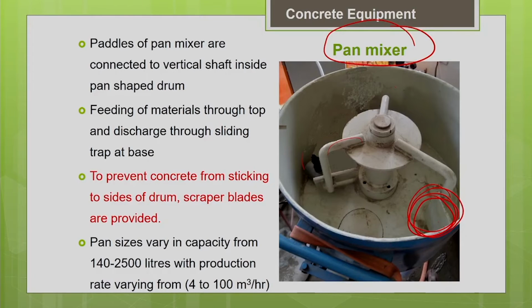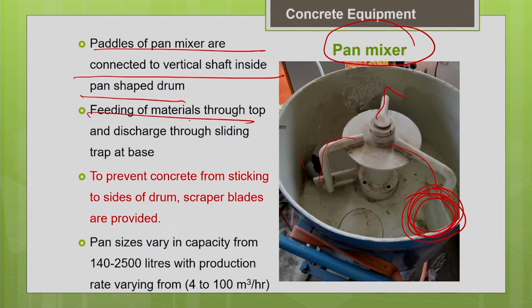Okay. But in your pan mixer, you have this kind of arrangement. So, you have this blade which prevents the sticking of material to the sides of the drum. Okay. So, basically the paddles of the pan mixer are connected to the vertical shaft inside the pan shaped drum. You can see the paddles are connected to the vertical shaft. The feeding of the material will be through the top, and for discharge, you have a sliding trap at the base. You can discharge it through the sliding trap at the base.